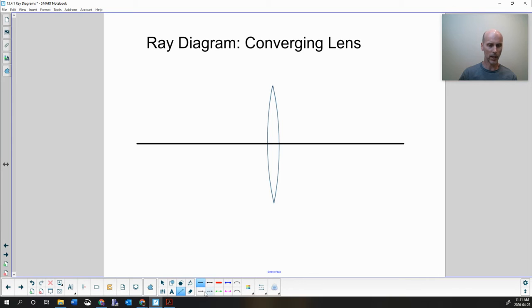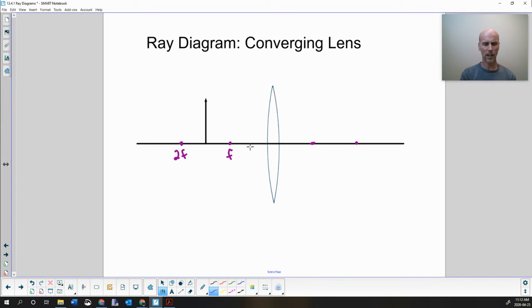So first of all, as usual, we have our principal axis here. I'm going to give myself an object, and this time I'll be a little bit different here. I'll put my object somewhere between the center of curvature and the focal point. Now, what's different about a converging lens is we can actually identify on a converging lens the focal point, and they don't call it the center of curvature, they call it twice the focal point, but we can identify it on either side of this lens.